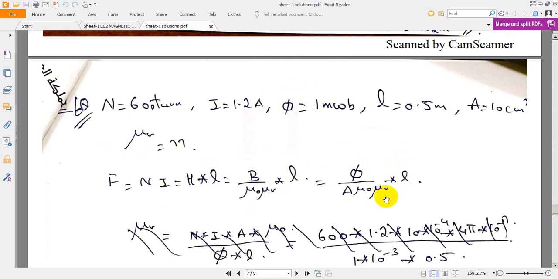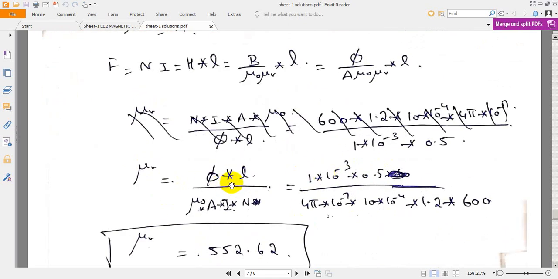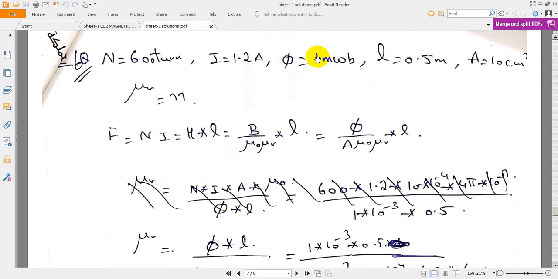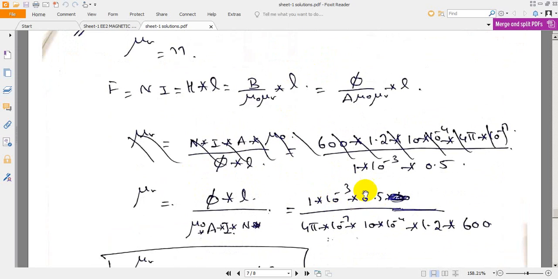Comparing these two terms, mu r can be written as flux into L. Taking these two expressions, Ni is equal to phi into L divided by A mu naught mu r. We can write mu r is equal to phi into L divided by mu naught into A into I into N. Substitute the value of the flux. It is given in the problem, 1 milliwebers, into 0.5 over mu naught into A into I into N.